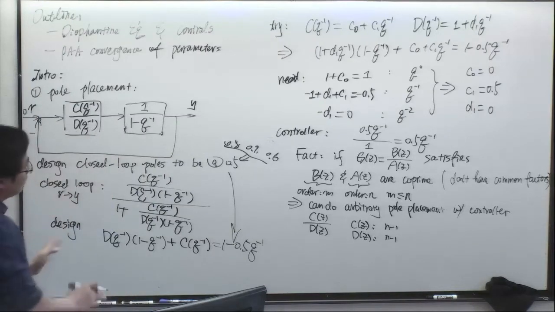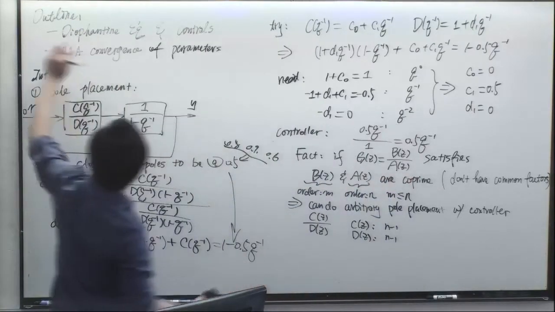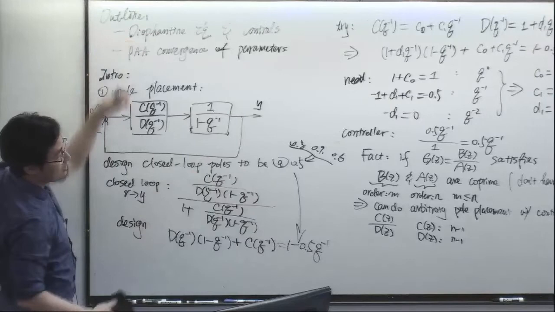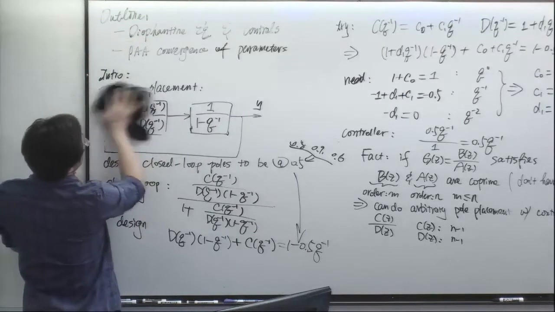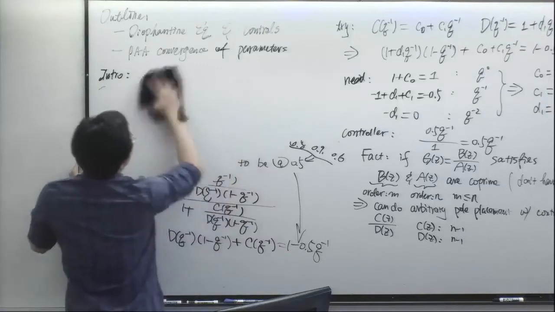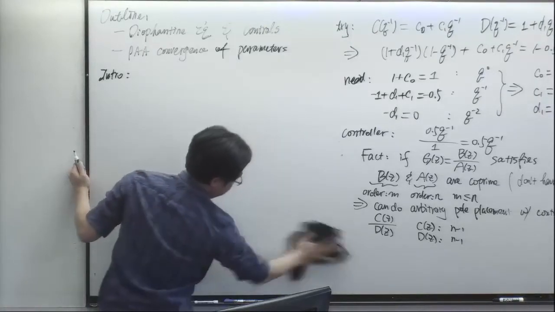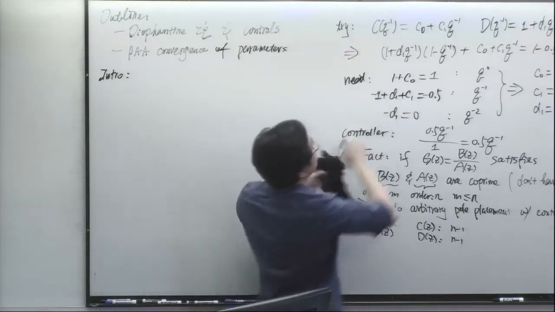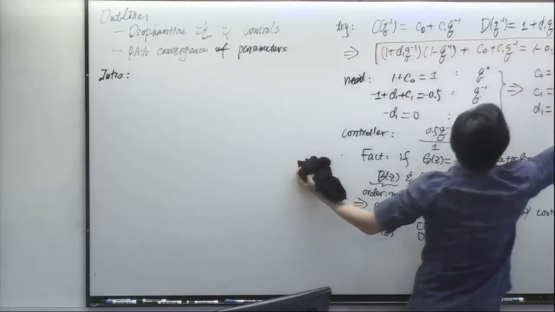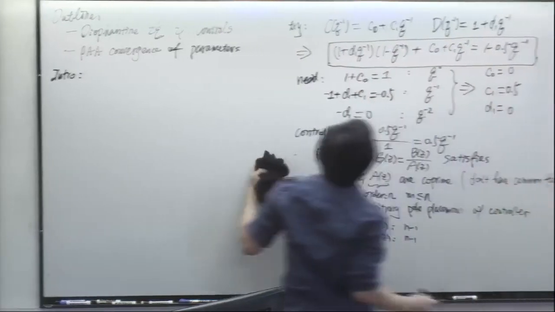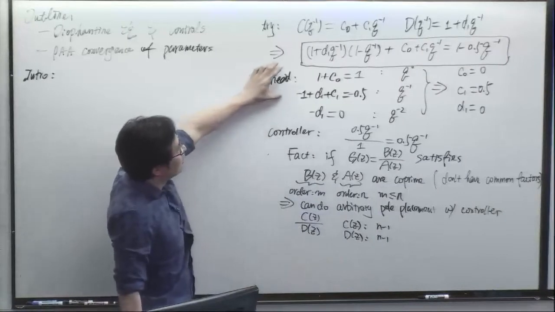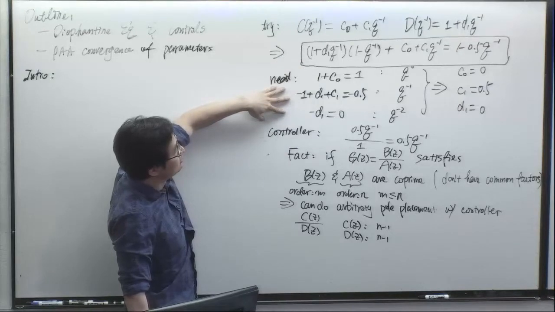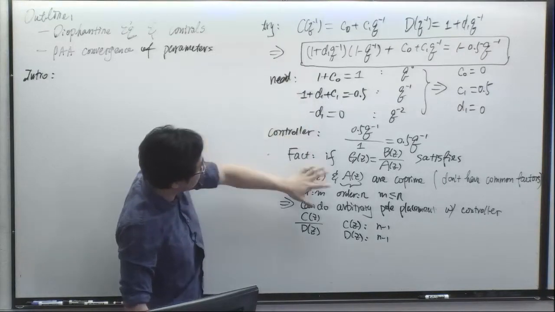So let's use the Diophantine equation approach to understand this. Why can we have a guaranteed solution for this pole placement? And the key is in here. This control design is nothing but a set of linear algebra. All right? So let's take a look at the general case.